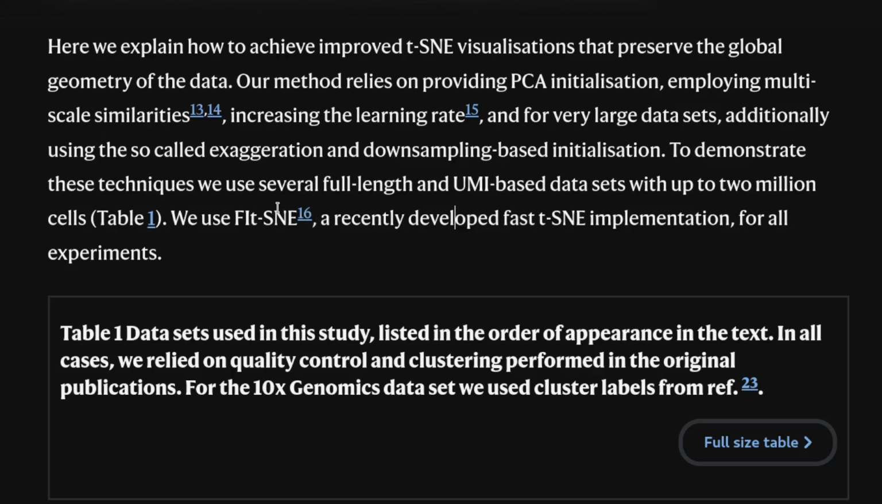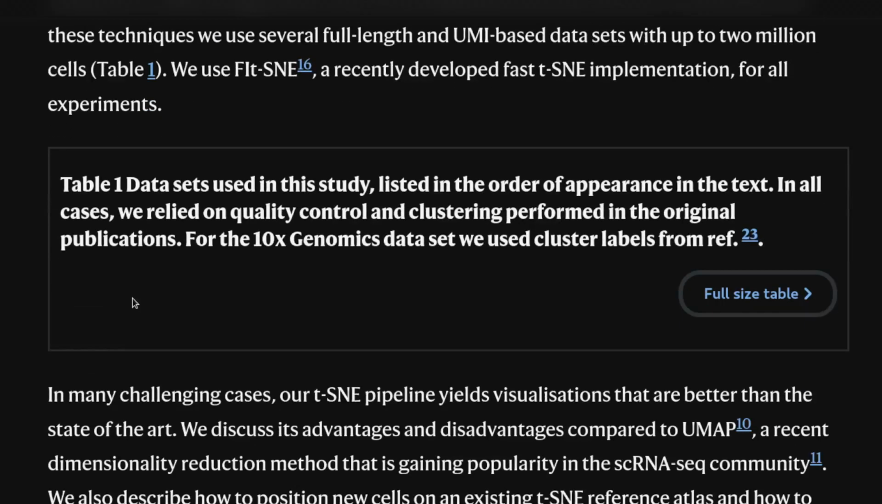Table 1. Data sets used in this study, listed in the order of appearance in the text. In all cases, we relied on quality control and clustering performed in the original publications. For the 10x Genomics dataset, we used cluster labels from Ref 23, full-size table. In many challenging cases, our t-SNE pipeline yields visualizations that are better than the state-of-the-art.